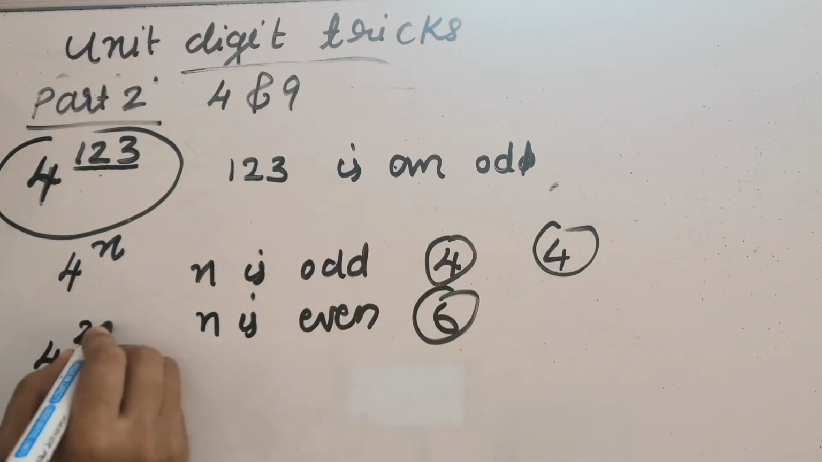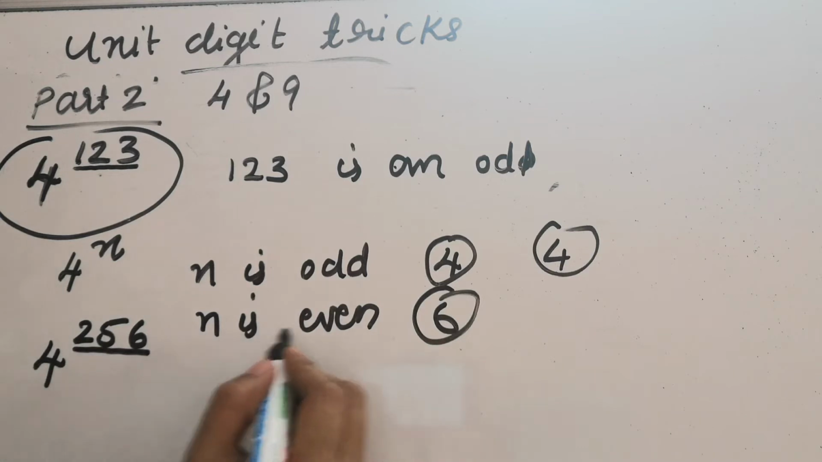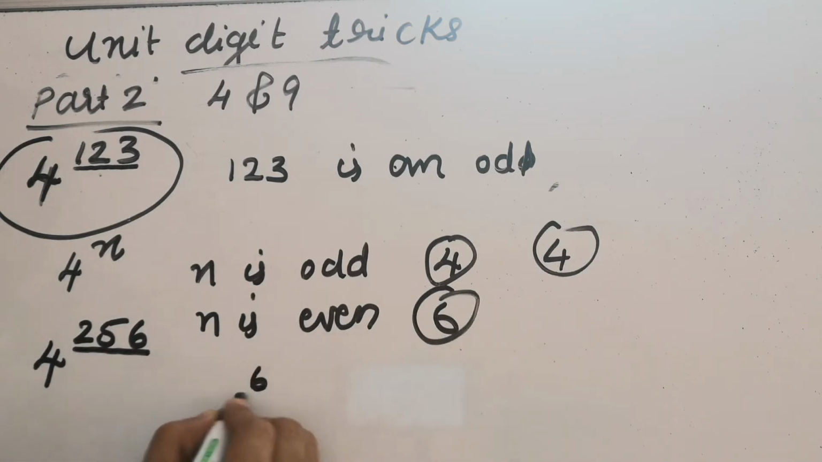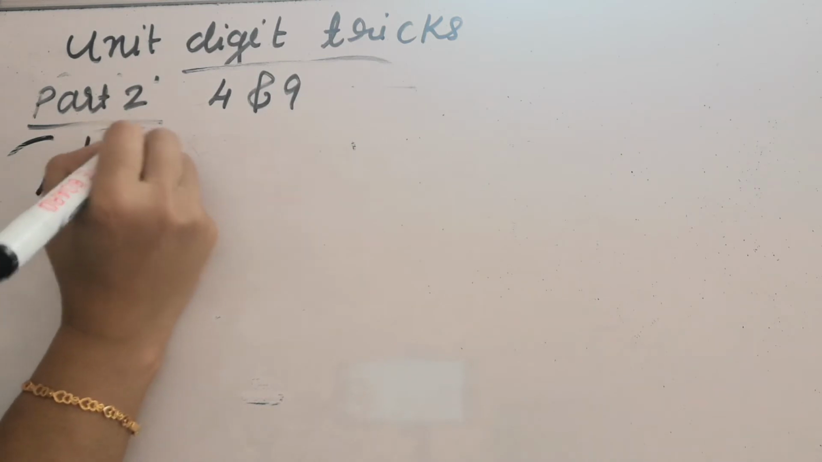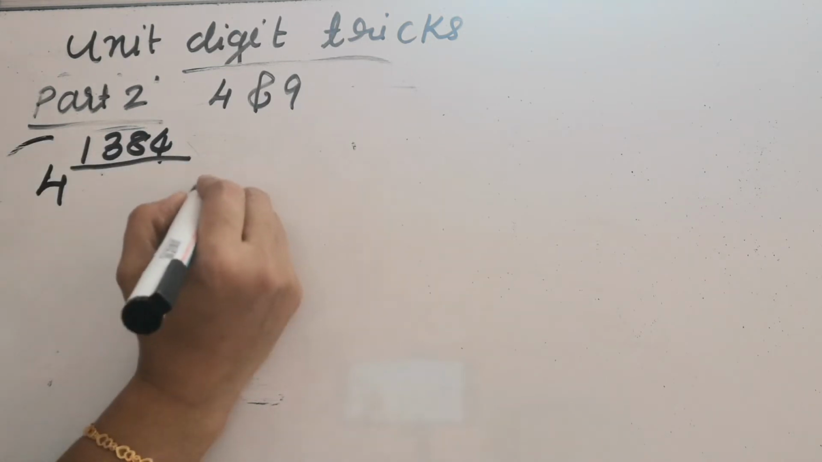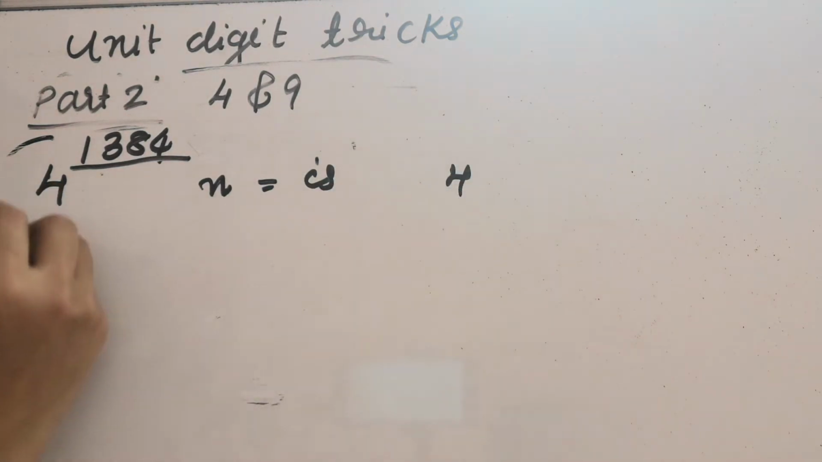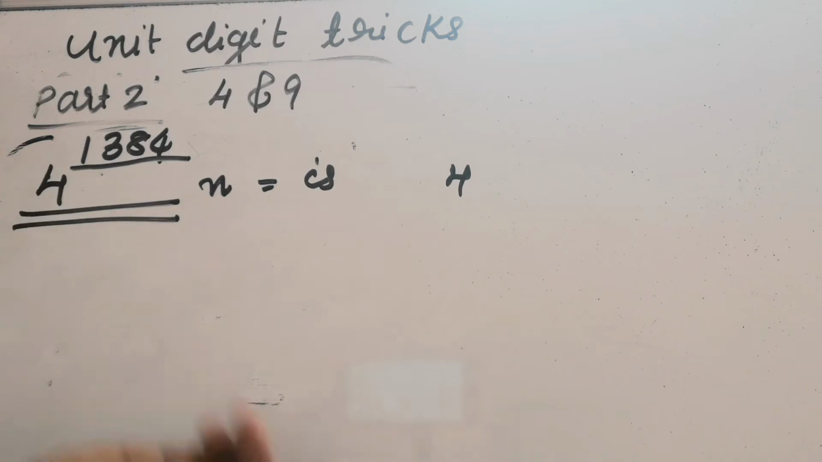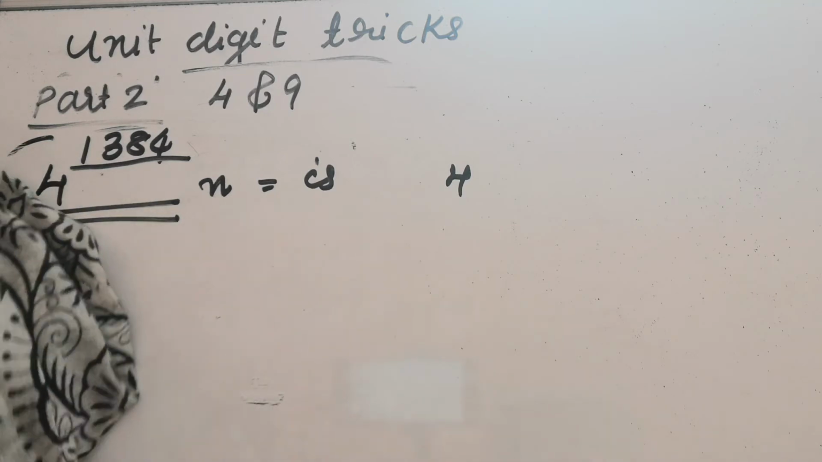Next one, 4 raised to 256. Then we check the exponent. Here it is 256. This is an even number. If n is even, the unit digit becomes 6. In the next example, 4 raised to 1384. Just check the exponent. The exponent is an even number. So if n is even, you have to write that the unit digit is 6. So the answer for these numbers, after finding the exponent, is unit digit 6. Clear? This is the rule of 4.